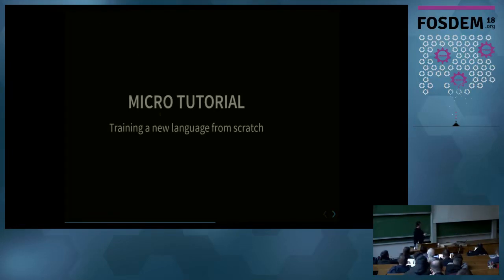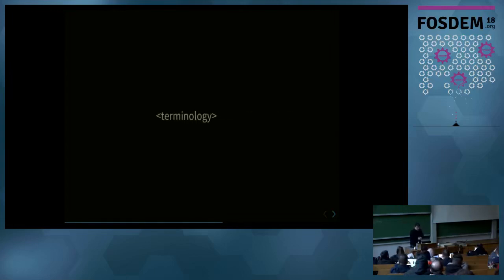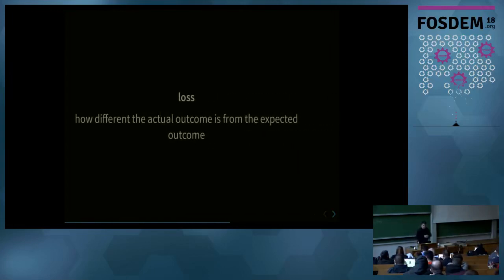Now we'll give you a micro tutorial, end to end, on how to use all of this. First, a bit of terminology. Loss is a term from machine learning, and it indicates, as a number, how different the actual outcome is from the expected outcome. If you have a translation of some audio into text, and you compare the textual outcome that you expect with the textual outcome that it computed, you will get a number. That number is important for the system to do backpropagation in the process of learning.